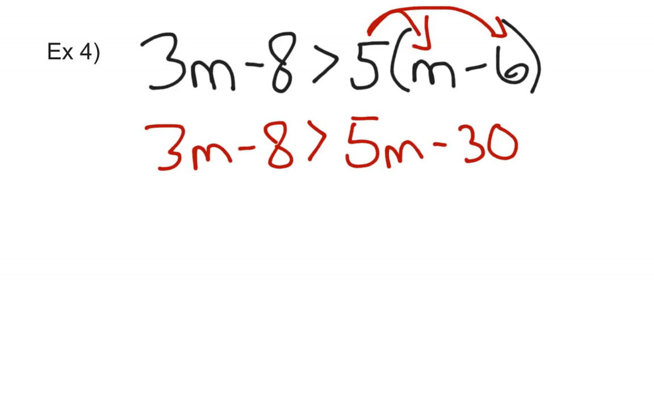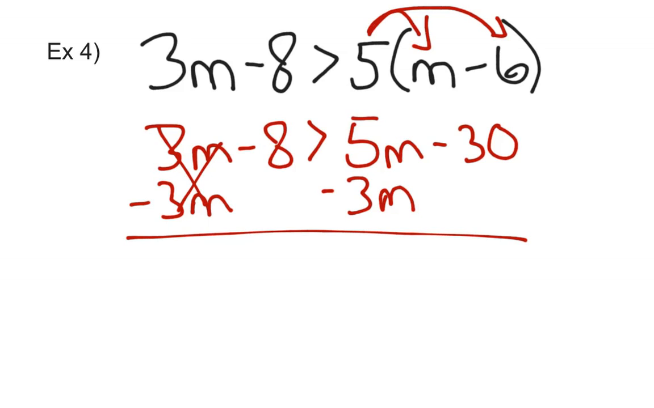Okay? Now I have a choice. Do I want to take the 5m and put it over on the left, or do I want to take the 3m and move it over to the right? I'm going to choose to move the 3m over to the right-hand side just because that's going to give me a positive number to work with. Meaning, I can get rid of the 3m by taking away 3m, so they cancel out, and I take away 3m from the right-hand side. New problem now, so I rewrite. Negative 8 is greater than 5m minus 3m is 2m minus 30.